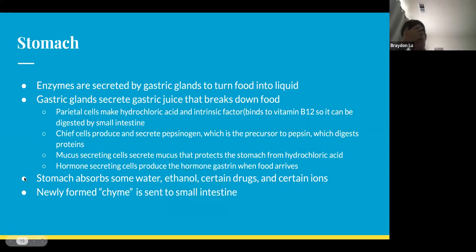So the stomach also helps absorb some things. It helps absorb water, ethanol, certain drugs, and certain ions. And after all the digestion, the bolus turns into something called chyme, and it's sent to the small intestine.